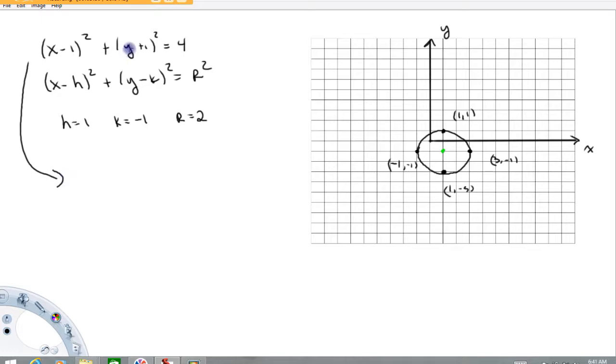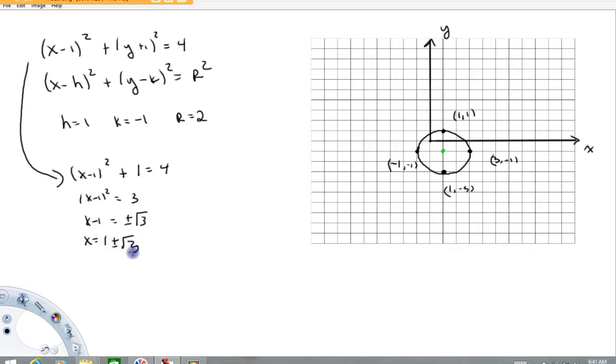If I put 0 in for y, this is now going to read (x minus 1) quantity squared plus, now putting a 0 here, this is just going to be 1 squared, which is 1, equals 4. Now we'll go ahead and solve for x. So (x minus 1) squared is equal to 3. Square root both sides. Remember that when we square root both sides, we get two values, plus root 3 or minus root 3. So x is going to equal 1 plus or minus square root of 3.